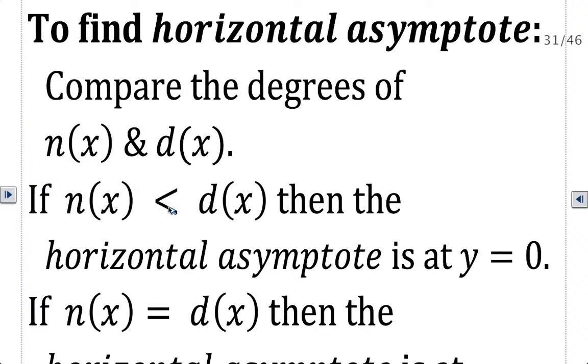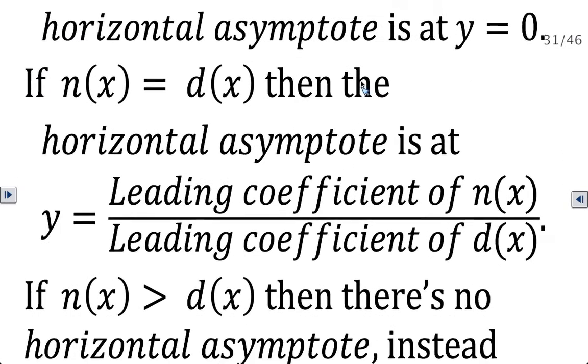So if your numerator's degree is less than the denominator's degree, then the horizontal asymptote is always going to be at y equals 0. You won't have to calculate that or anything. That's just where the horizontal asymptote is.